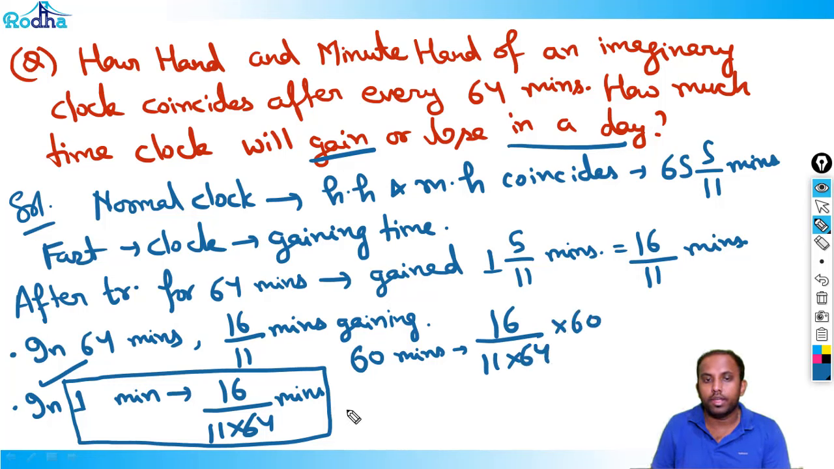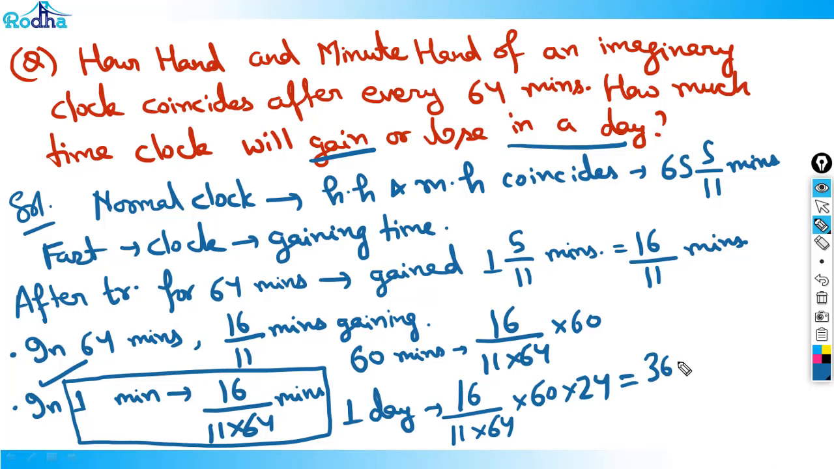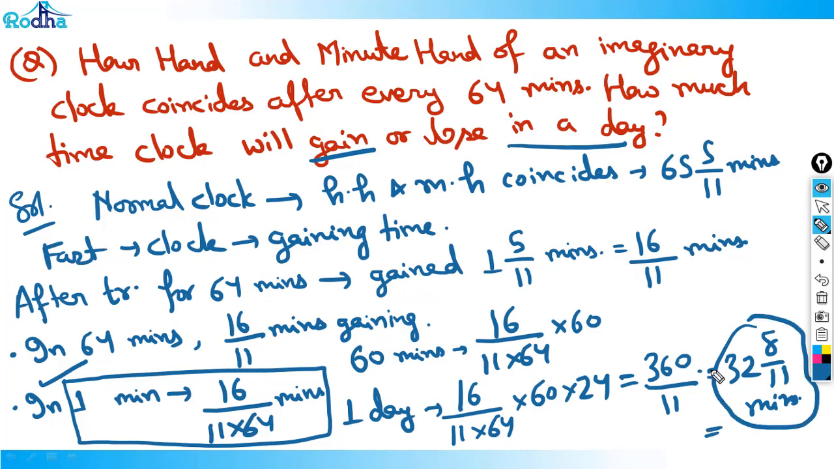Therefore in 1 day, that means in 24 hours, I'll multiply by 24. 16 by 11 into 64 into 60 into 24. This should be the answer, right? If you solve it, you'll get the value as 360 by 11, that is equal to 32.8 by 11 minutes. So my answer for this question will be 32.8 by 11 minutes. This much time the clock will gain in a day if the hour hand and minute hand coincide after 64 minutes. Is that clear? Okay.